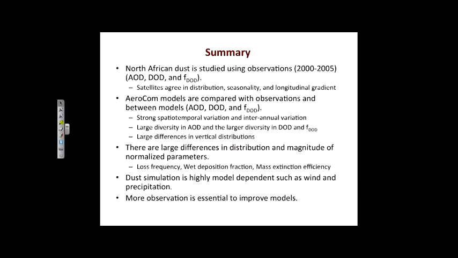So finally, going back to the summary, I studied the North African dust using observations, and also with models, compared them together, and then compared between models. There is a large difference, and no surprise anymore. Everyone accepts that models are trying to improve their performance. I went further: I analyzed the loss frequency, wet deposition spectrum, and mass extinction efficiency in 2D maps. That made new information for this study. The conclusion is that dust simulation is highly model dependent, such as on wind and precipitation, and we need more observations, which are essential to improve models. So that's all I have to say. Thank you.